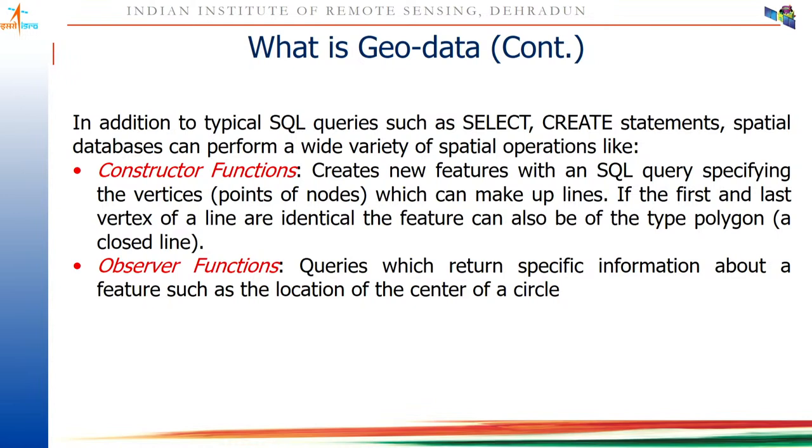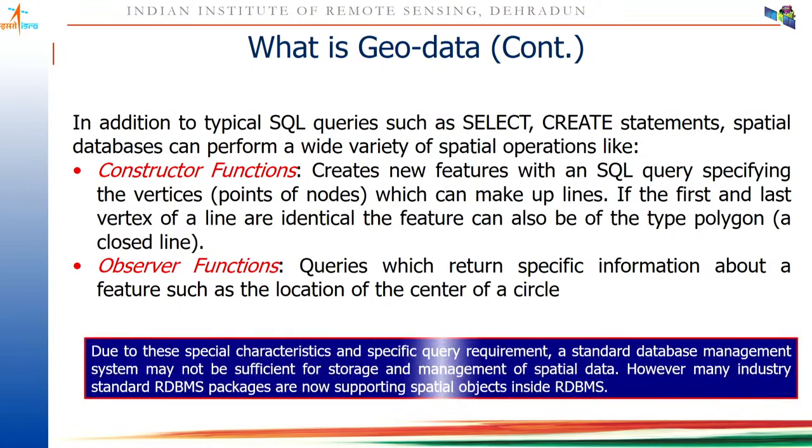Another function that will be required in the DBMS is called observer functions, and these are queries which return specific information about a feature, such as the location of the center of a circle. Suppose you simply calculate the centroid of a particular circle. Through the SQL query, we should be able to call this function, and it should return the answer as a simple geometry or a simple coordinate.